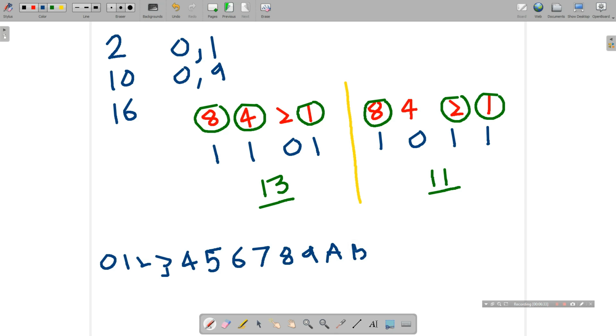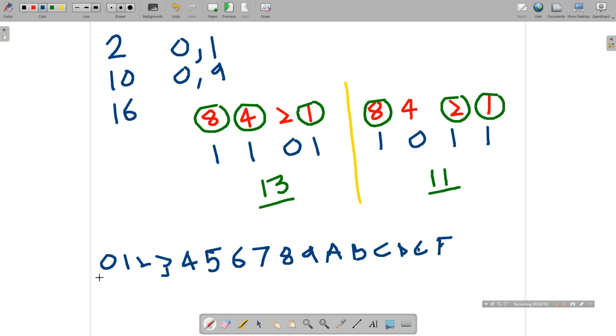Apologise, my stylus isn't working very well there. C, D, E, and F. There we are. Apologise for that, but hopefully you can see. We've now got 16 digits: 0, 1, 2, 3, 4, 5, 6, 7, 8, 9, A, B, C, D, E, F.